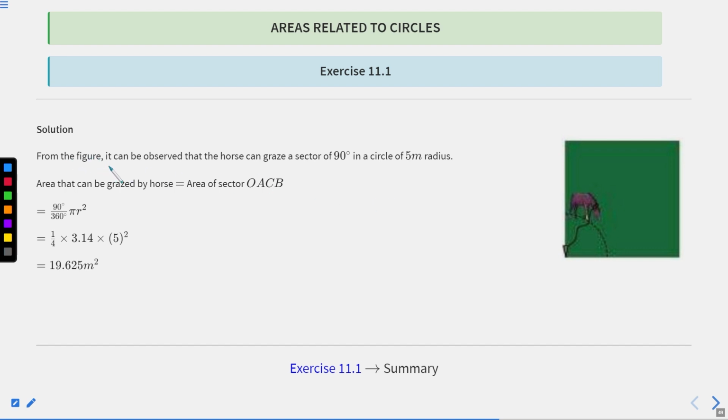So from the figure, it can be observed that the horse can graze a sector of 90 degree in a circle of 5 meter radius. So the area that can be grazed by the horse is the area of sector OSCB, that is equal to 90 degree by 360 degree into pi r square. This is equal to 1 by 4 into 3.14 into 5 square, which is equal to 19.625 meter square. So the area that can be grazed by the horse is equal to 19.625 meter square.